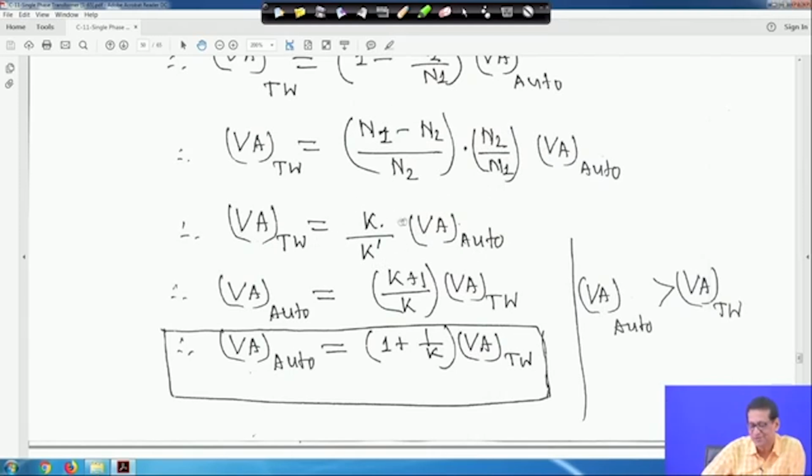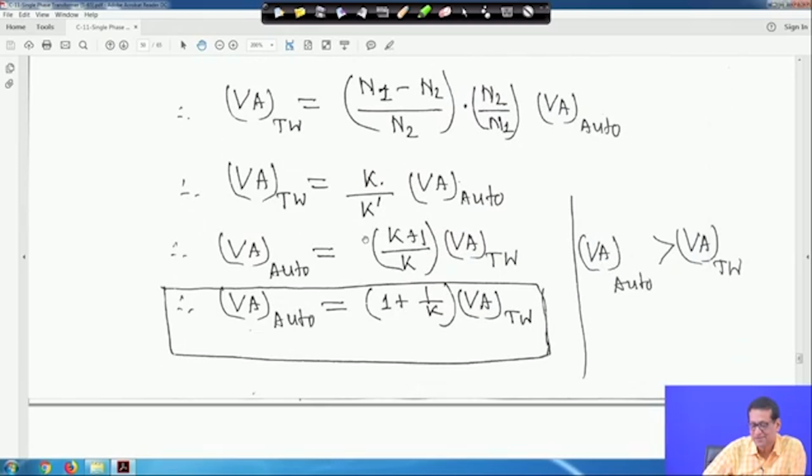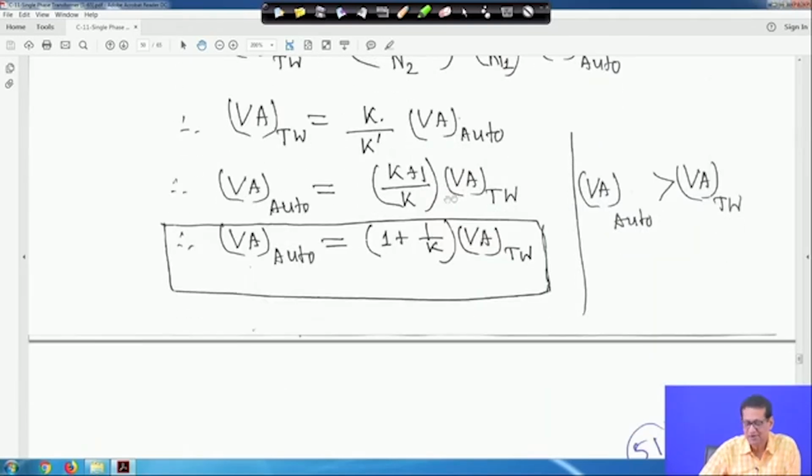This portion please do it. All these relationships are given, that K dash is equal to K plus 1. So, there you use all these relationships. So, you will get the VA of the two winding transformer is equal to K by K dash into VA auto, right. Here this is K and K dash is already given as N1 upon N2. So, it is K upon K dash VA auto, right. Or you can write VA auto is equal to K dash, and you put K plus 1, because we have seen earlier K dash is equal to K plus 1, cross multiply, right, and put K dash is equal to K plus 1.